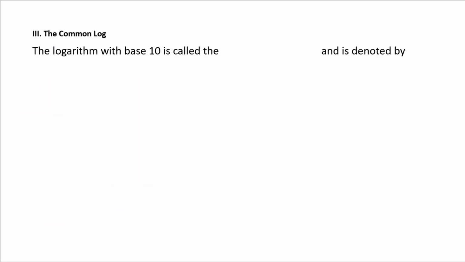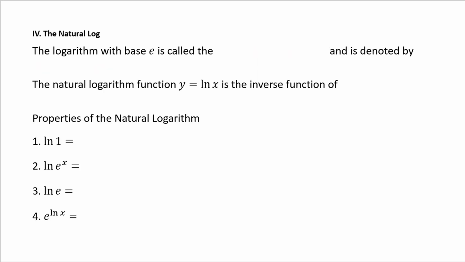Roman numeral 3, the common log. The logarithm with base 10 is called the common log and is denoted by log x equals log to the base 10 of x. We write it as log x. Roman numeral 4, the natural log. The logarithm with base e is called the natural logarithm and is denoted by ln of x equals log to the base e of x. We just write it ln of x.